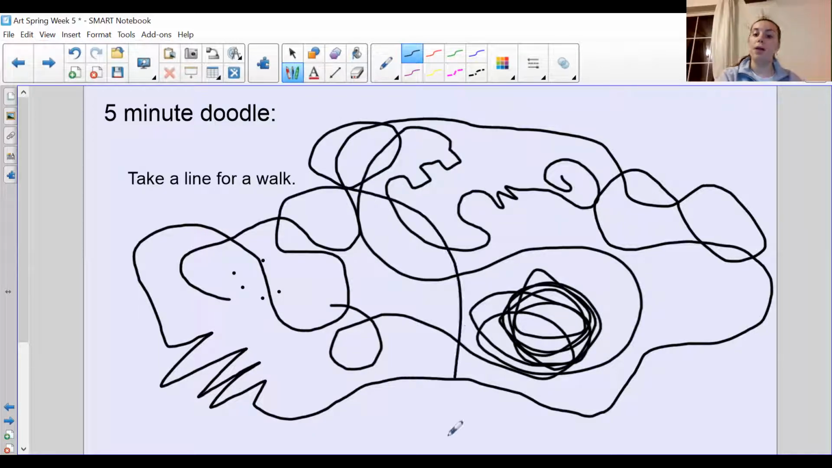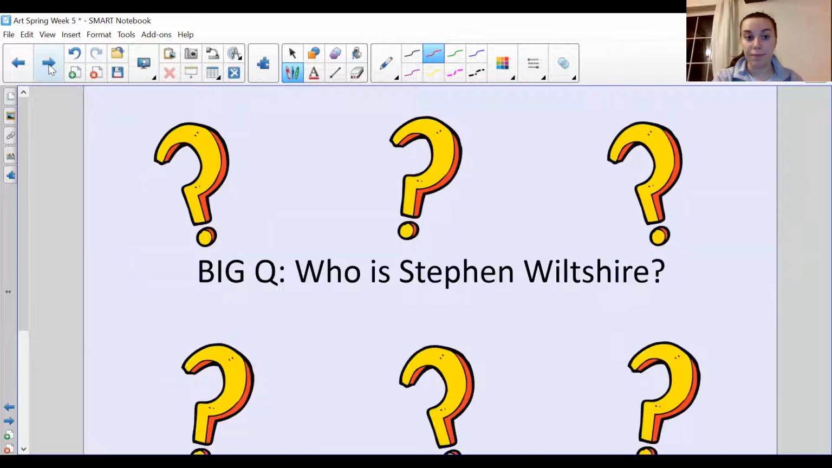Now you can pause the video and keep doing your line walking. You may want to colour it in. So I might want to colour in this part red. Up to you. You can edit it as much as you like. Just taking your line for a walk. So you can pause the video and keep doing your line walking. And when your 5 minutes is up, then you can come back to the video.